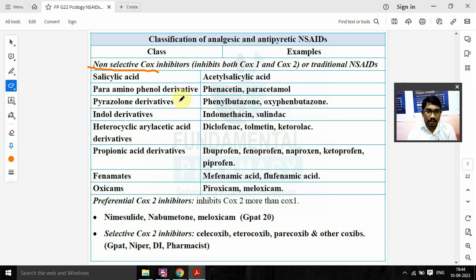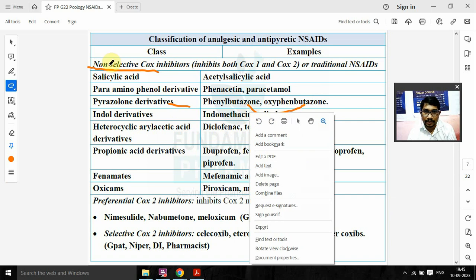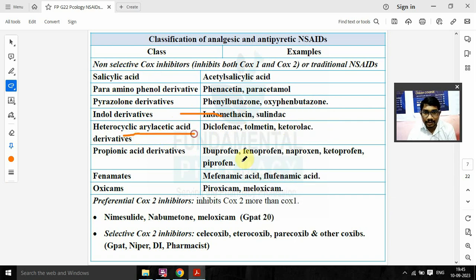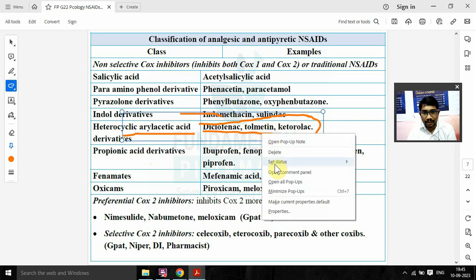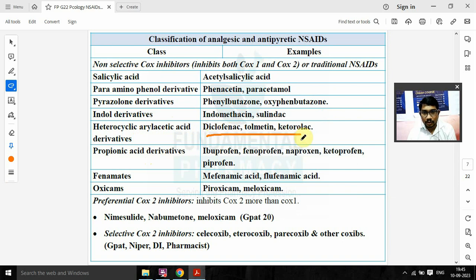Paracetamol is used. Pyrazolone derivative, in that phenylbutazone, oxyphenbutazone. Oxyphenbutazone is an active metabolite of phenylbutazone. Then in indole derivative comes indomethacin and sulindac. Indomethacin, and heterocyclic aryl acetic acid derivative, in that diclofenac is there, tolmetin is there, ketorolac. A question comes on this. One is indole acetic acid derivative, indomethacin will come. Then aryl acetic acid derivative, diclofenac will come, tolmetin and ketorolac. And in propionic acid derivatives, the 'profen' drugs come: ibuprofen, fenoprofen, naproxen, ketoprofen, flurbiprofen, pirprofen. Flurbiprofen is an ocular anti-inflammatory. It has 'flu', so it also contains fluorine.